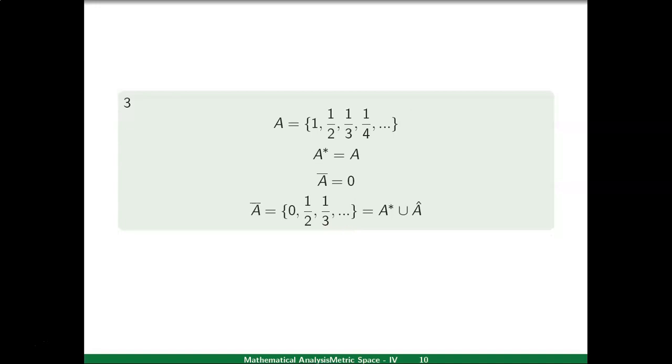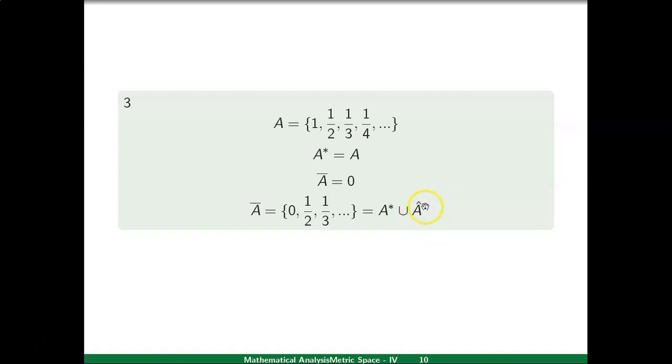In the third example, if A is the set containing the points 1, 1/2, 1/3, 1/4 and so on, for this particular example, we see that the set of isolated points is the set itself, and the set of accumulation points contains only one point, that is 0, which is not a member of set A. And A bar, which is the union of the set of isolated points and the set of accumulation points, is A. In some books it is also denoted by A hat.